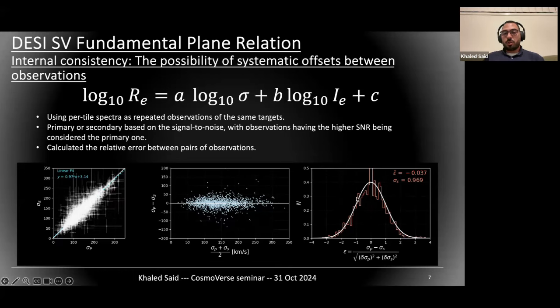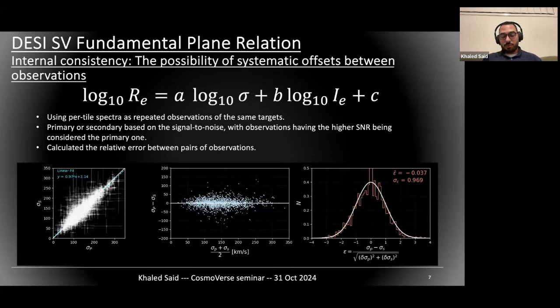The distribution of our relative error is the red histogram here. And the white solid curve is not a fit. This is just a Gaussian overplotted on this distribution. It's a Gaussian centered on 0 with a standard deviation of 1.